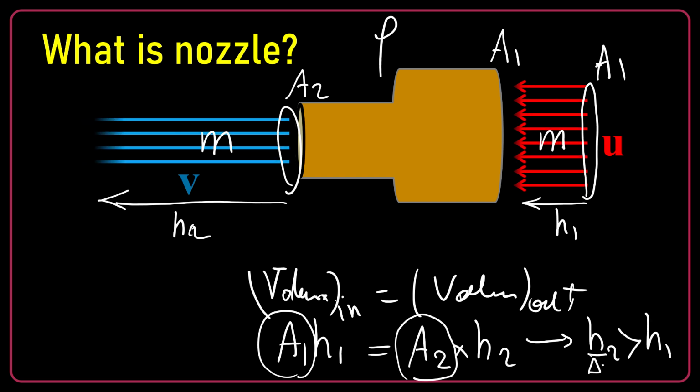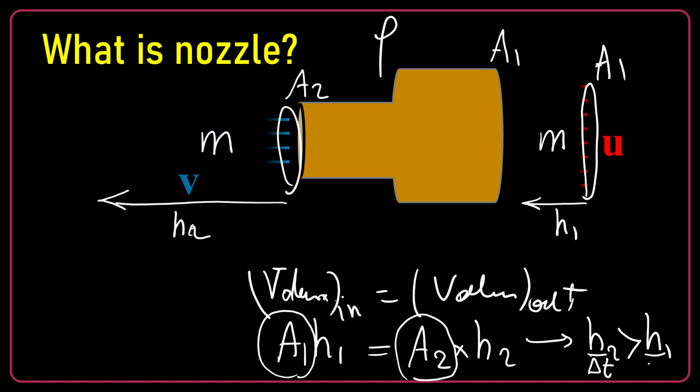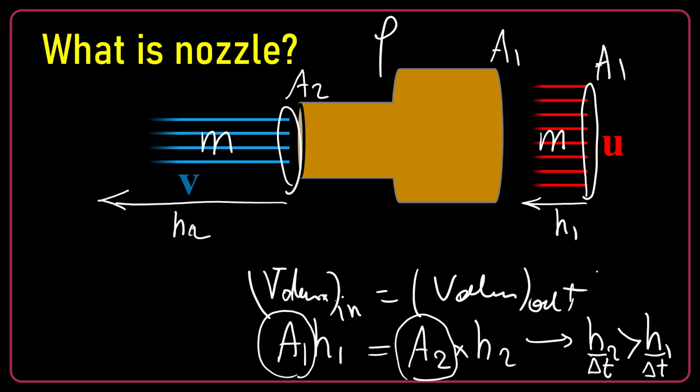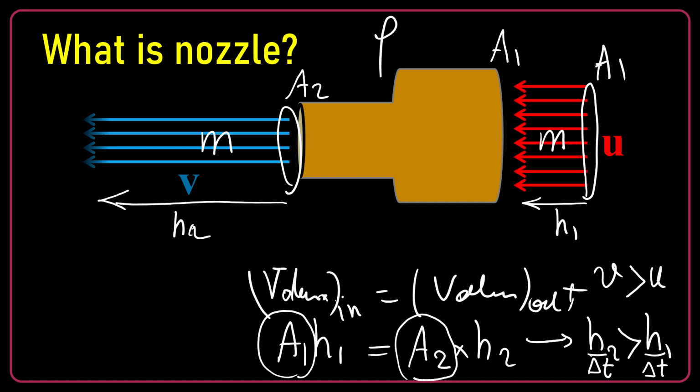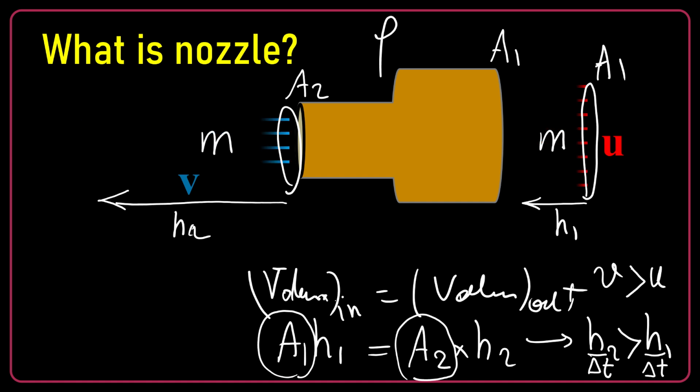Let's divide them by delta T. H2 over delta T must again be larger than H1 over delta T. So H2 over delta T is V, which is larger than H1 over delta T, which is U. Now I have proved that the output speed is larger than the input speed.